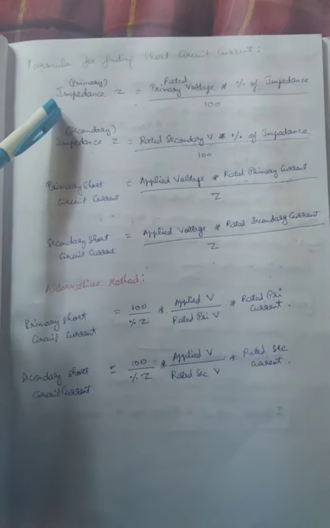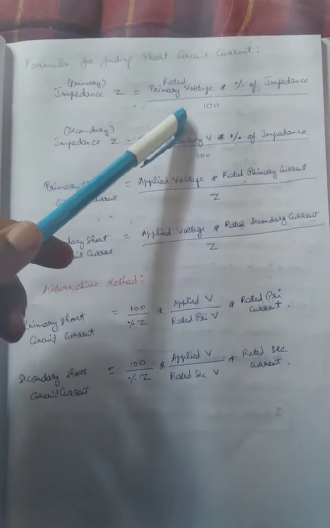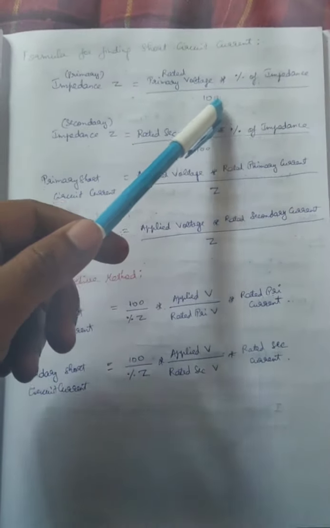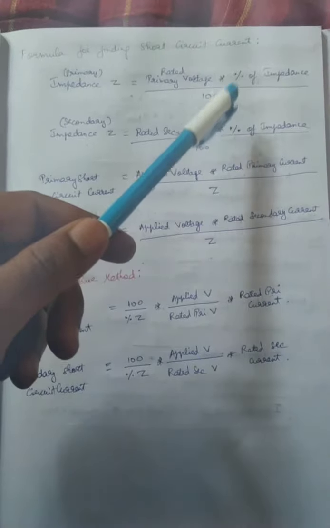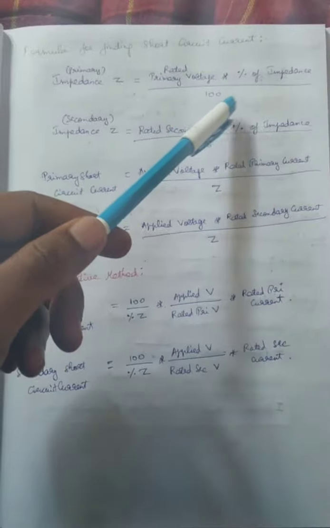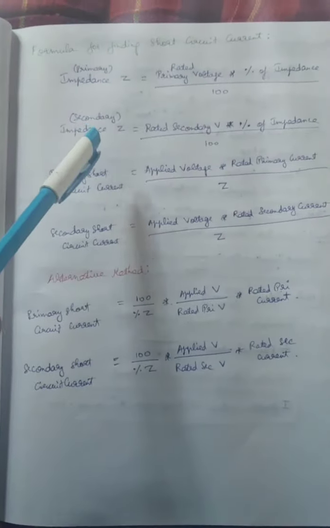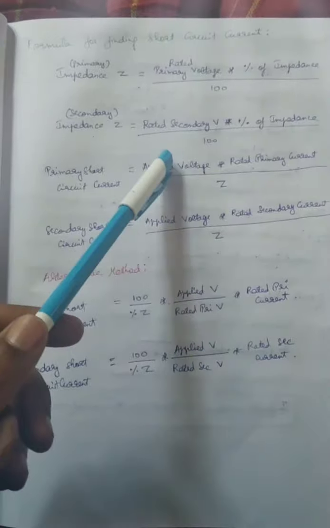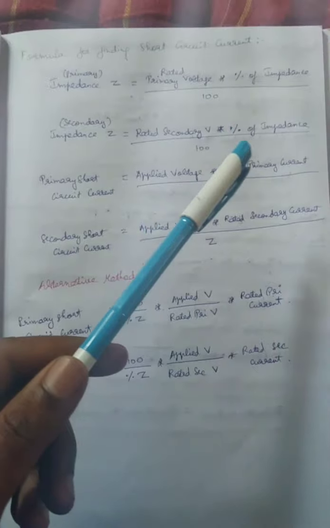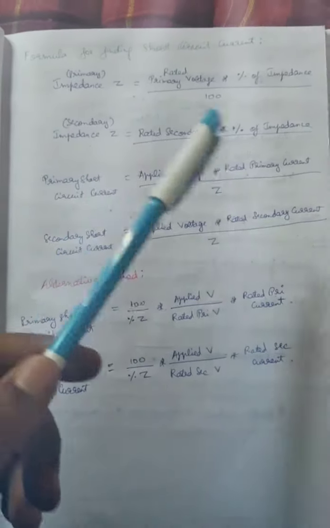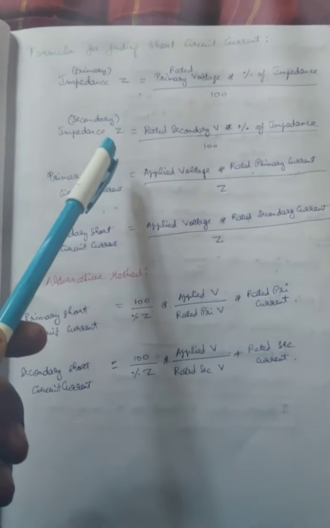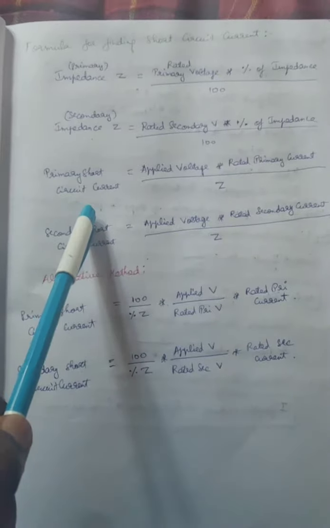First of all, for primary impedance: rated primary voltage times percentage of impedance divided by 100. The percentage of impedance may be the same or differ for your taps, but we need to use the same impedance value for both primary and secondary. For the secondary impedance calculation, we take the secondary rated voltage times percentage of impedance divided by 100. Here we are changing the percentage of impedance into a normal impedance value. The next thing is the primary short circuit current.